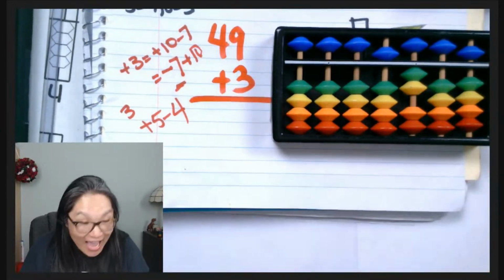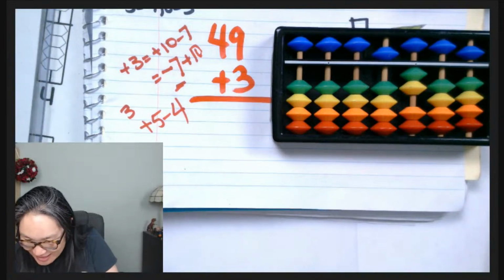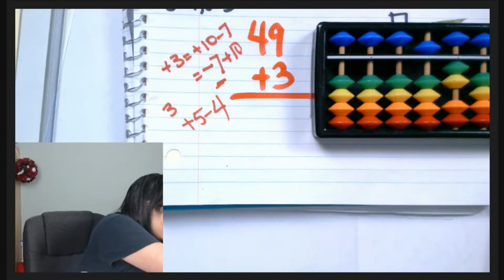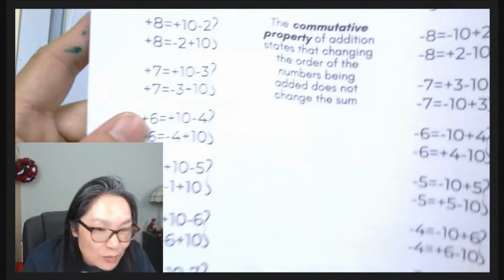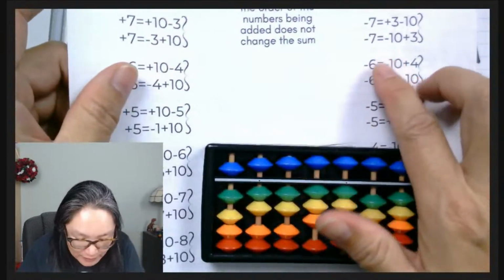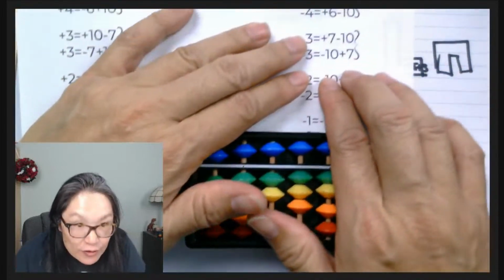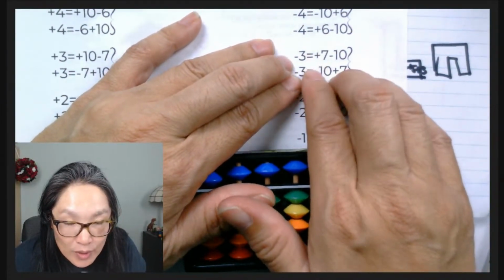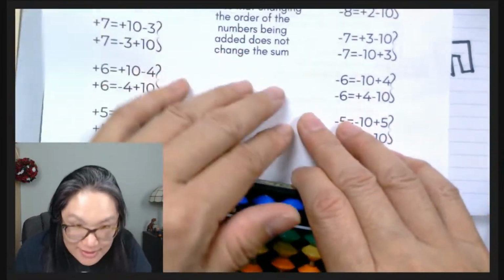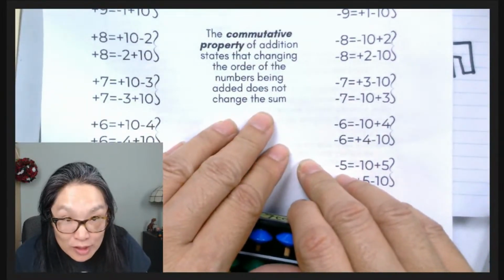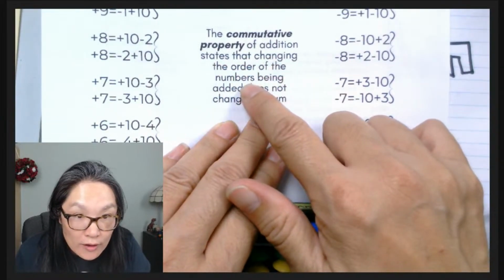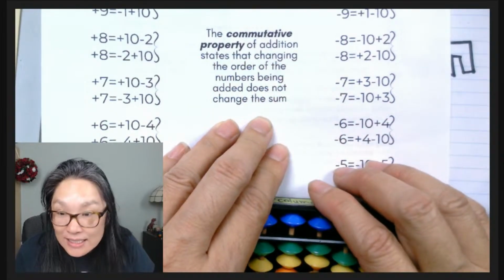So this is what we call commutative property. That's what I was explaining from before, right? We can do either or. So if you notice, we could do this: minus the 10 or plus the 10. This is what we call commutative property. This is a math terminology. The commutative property of addition states that changing the order of the numbers being added doesn't change the sum.